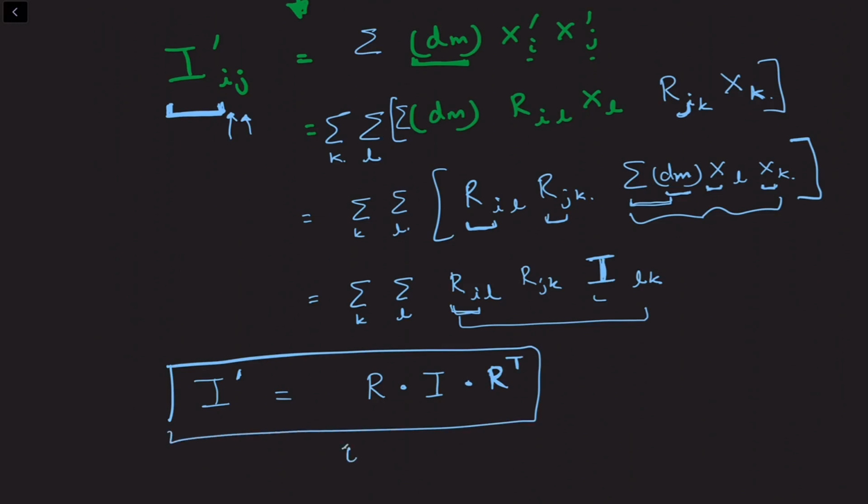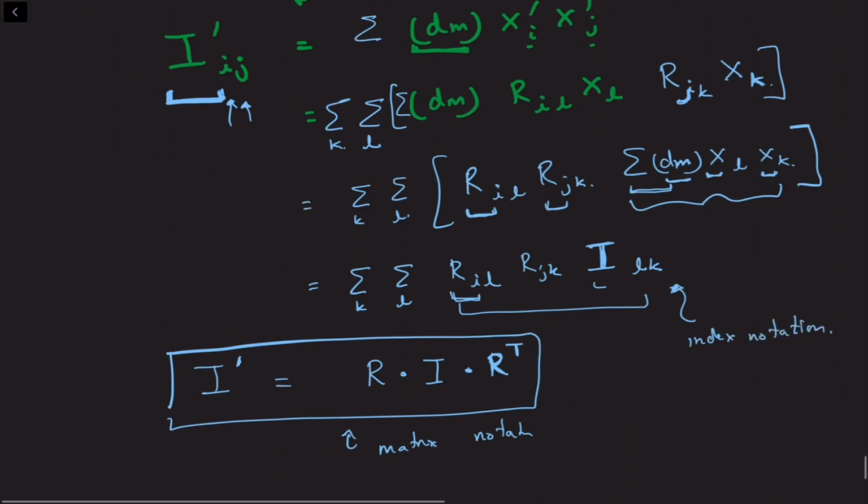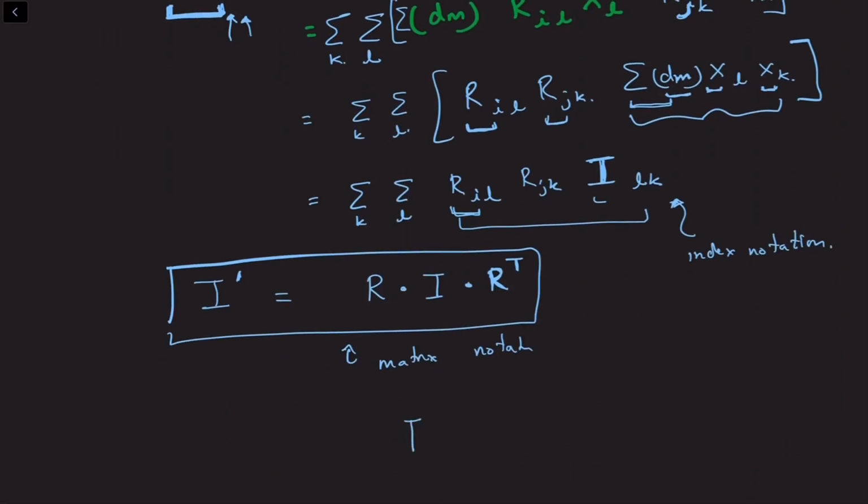This is in matrix notation, but this is in index notation. So you think about the matrix I of the moment of inertia tensor. Imagine hitting it on the left by a matrix R, and hitting it from the right by a matrix R, but I have to transpose this matrix when I hit it from the right.